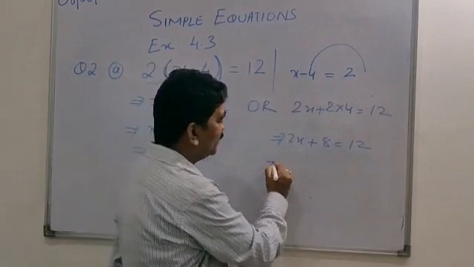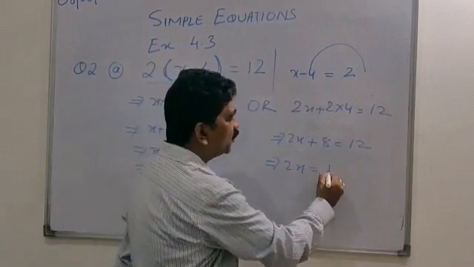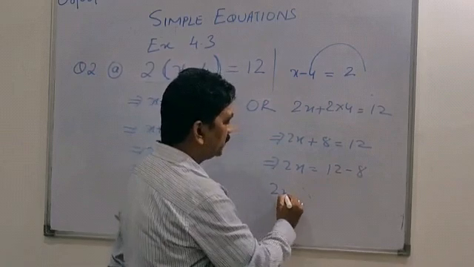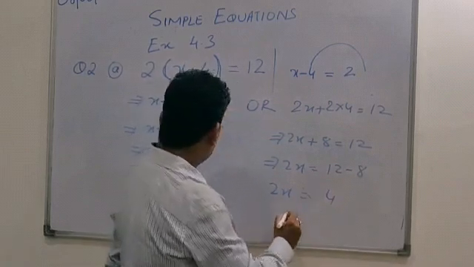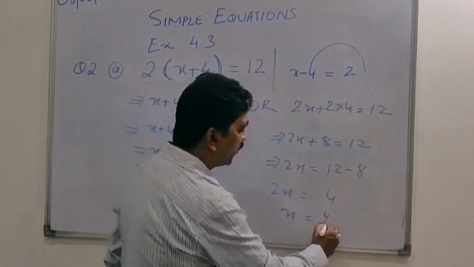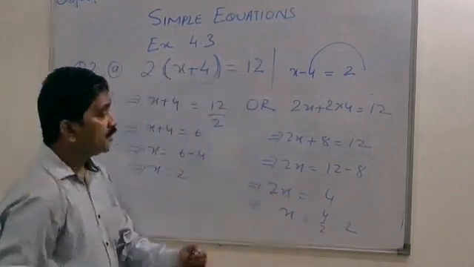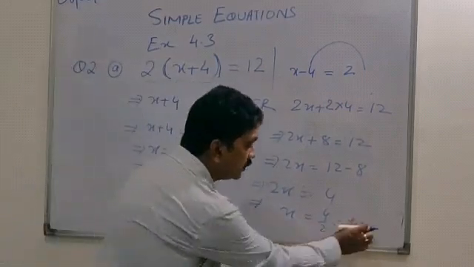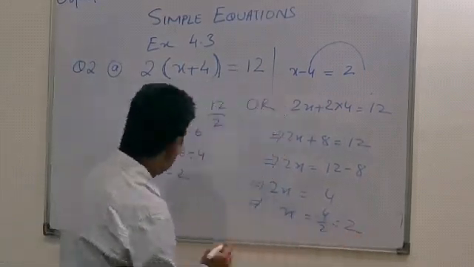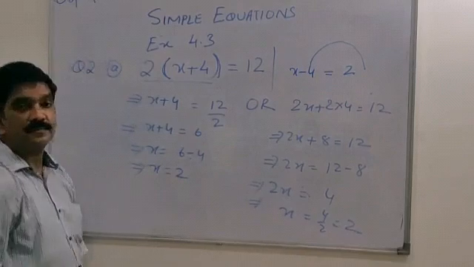Again, this implies 2x is equal to 12 minus 8. 2x is equal to 4. x is equal to 4 divided by 2. The answer is 2. Clear? Now see, we are getting the same answer 2. Here also we are getting 2.